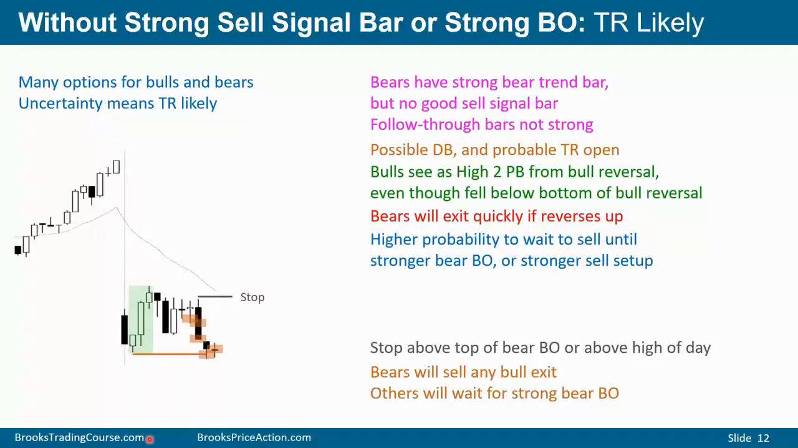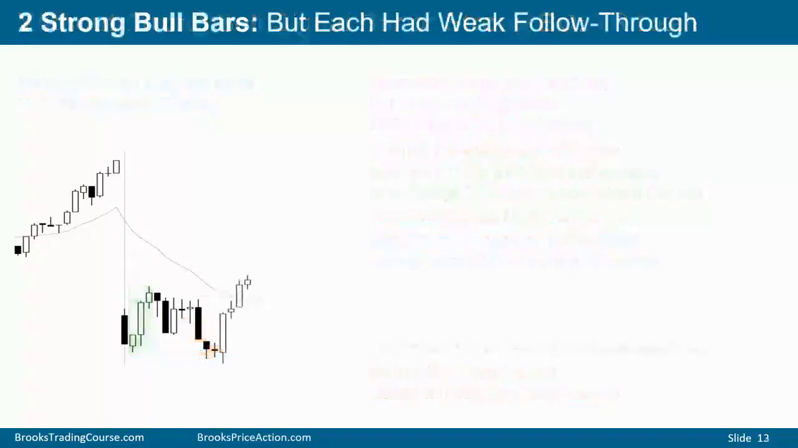The bears know they do not have good sell signal bars here or here, and the bear entry bar is not particularly big, and the follow-through bars are weak. They are concerned that this looks more like a trading range than a bear trend. They will therefore be quick to exit if it starts to reverse up. And that's what it did.